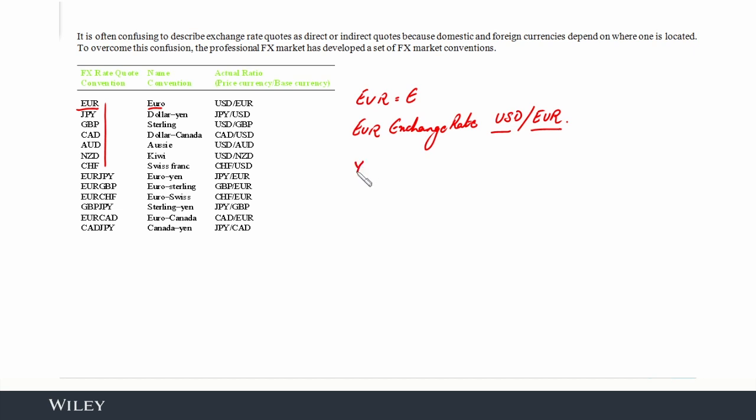Similarly, when I talk about the yen in its own right, I'm talking about the currency of Japan, which is denoted by this symbol right here. But when I say the yen exchange rate, then according to market convention, I am referring to the dollar-yen exchange rate, which interestingly, you should note, is expressed in terms of yen per dollar.